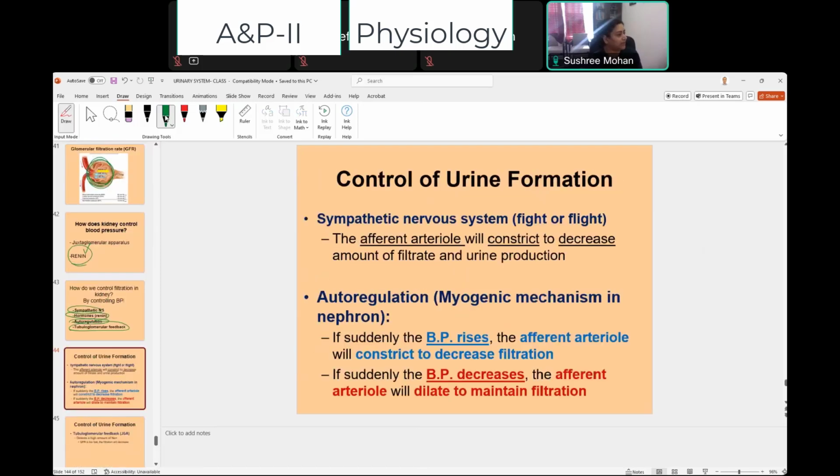Sympathetic nervous system, fight or flight. The afferent arteriole will constrict to decrease the amount of filtrate and urine production. So you get a question over here. When they constrict, what happens to this one? Does it increase or does it decrease? Autoregulation: if suddenly the blood pressure rises, the afferent arteriole will constrict to decrease the filtration. So you'll have a question over here. If blood pressure decreases, the afferent will dilate to maintain the filtration. So I have explained all of it.